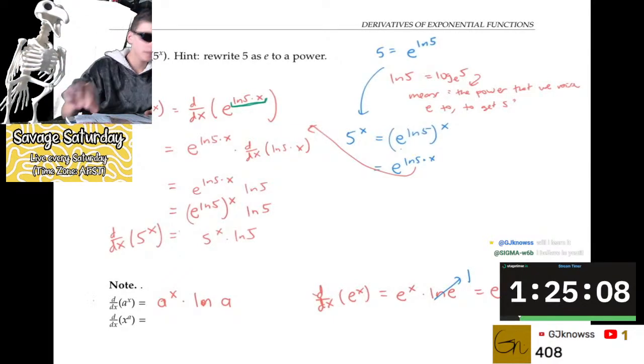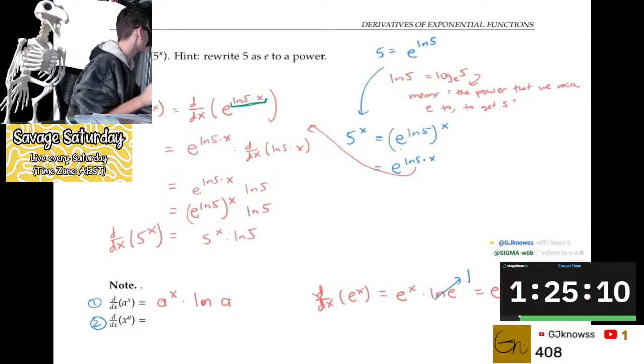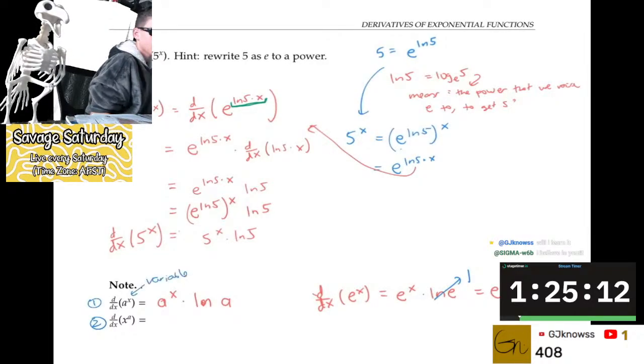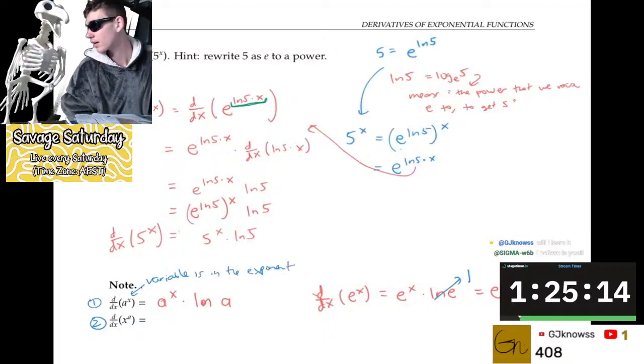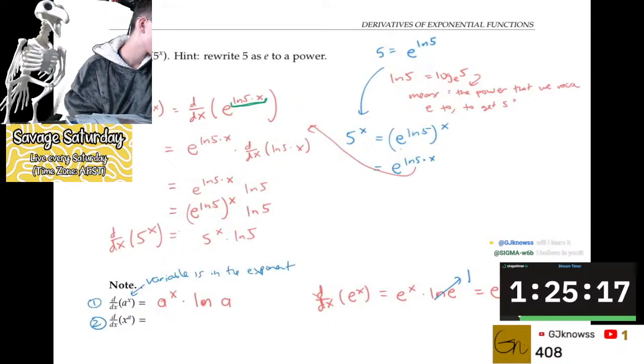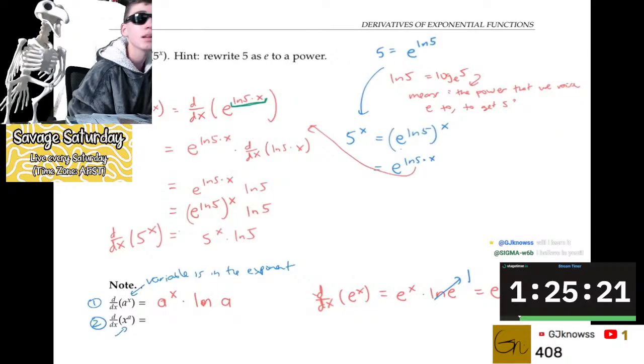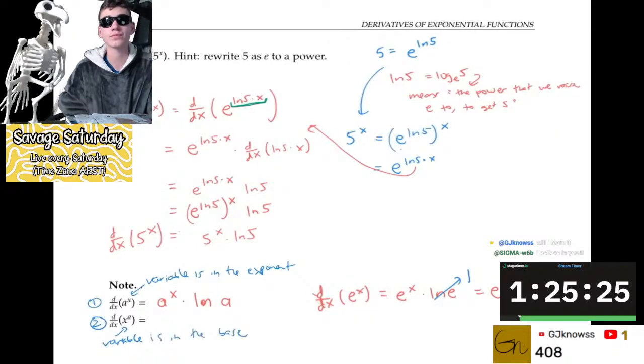I want to draw your attention to the difference between two expressions. In the first expression, d dx of a to the x, the variable that we're taking the derivative with respect to is in the exponent. So for this exponential function, we use the derivative rule that we just found, d dx of a to the x is a to the x times ln a. On the other hand, if we take the derivative with respect to x of x to the a, where the variable x that we're taking the derivative with respect to is in the base, then we don't need this exponential rule. In fact, it doesn't even apply.